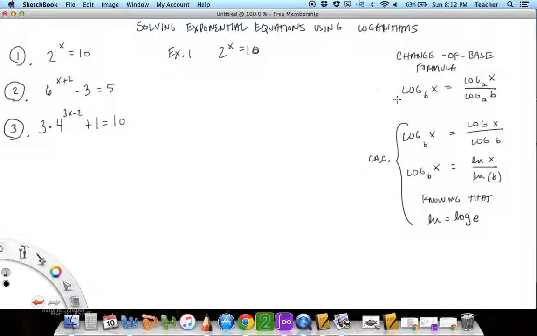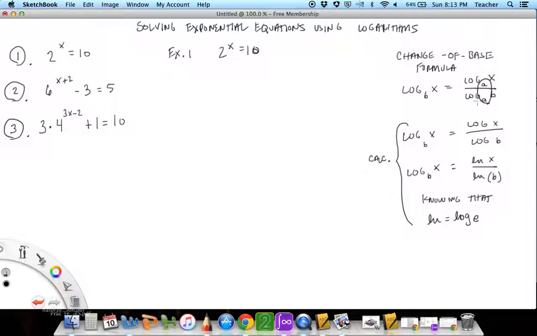To do that, we have to use a particular formula called the change of base formula, which states that log base b of x equals log base a of x divided by log base a of b. The key of this formula is that we take the log, in the same base, of the x divided by the log of the b, and we will find our answer.